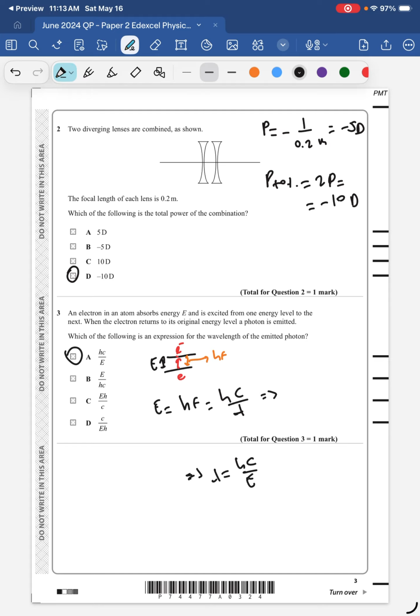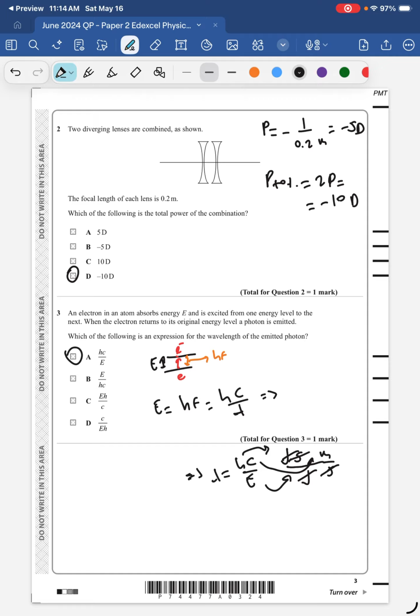Sometimes in these multiple choice questions, you can figure out the correct answer by inspection. Lambda has units of meters. H has units of joules times seconds. C has units of meters per second, and energy has units of joules. So if we divide this, we see that we get units of meters.